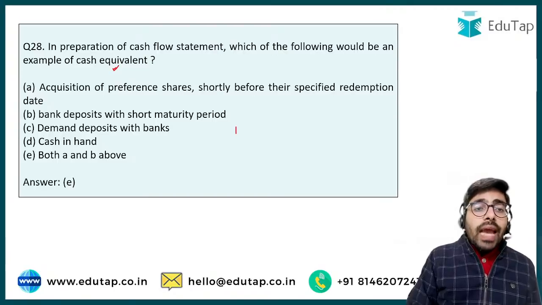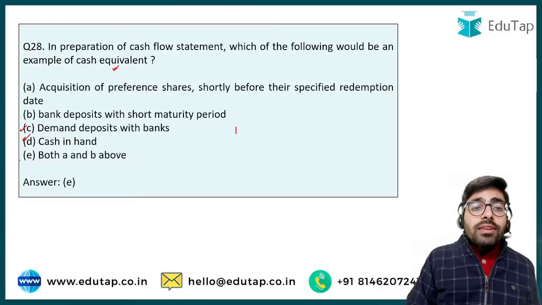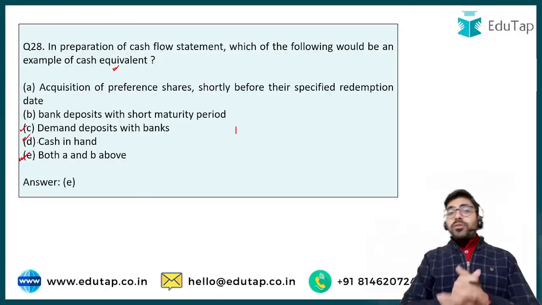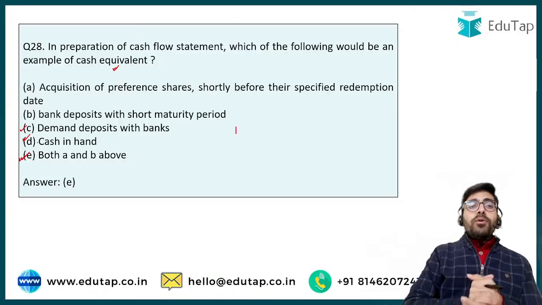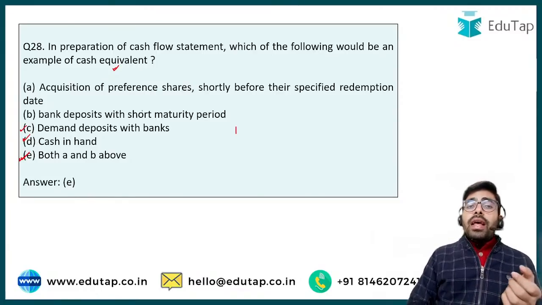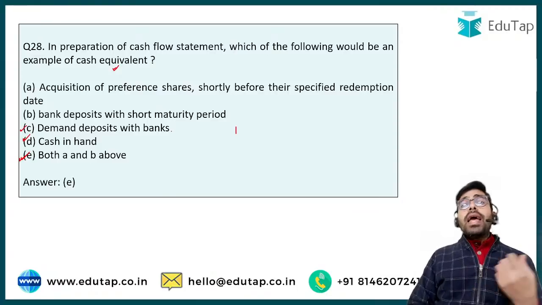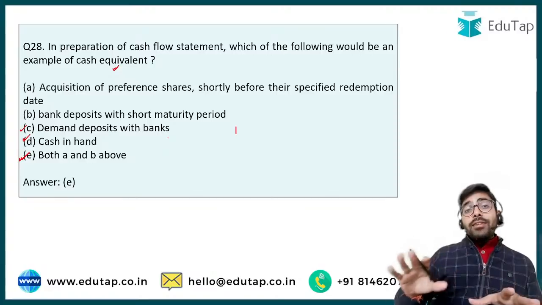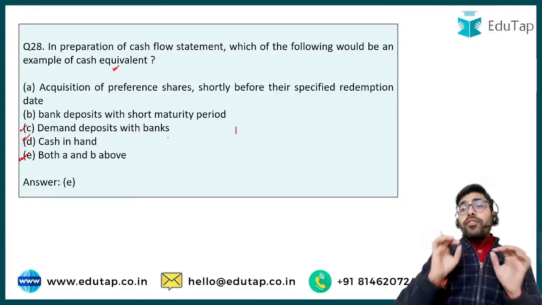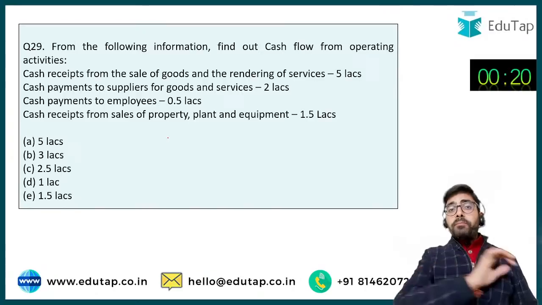So now this question was about which of the following is cash equivalent. Okay, so C and D, they are basically part of cash, they are not cash equivalent. So that's why the answer is going to be option number E, both A and B above. तो अगर आपने प्रेफरेंस शेयर्स को एक्वायर किया बिफोर देयर रिडम्पशन, और अगर आपके पास कोई बैंक डिपॉजिट्स हैं विद अ शॉर्ट मेच्योरिटी पीरियड, यू कैन कॉल देम कैश इक्विवेलेंट्स. दे आर नॉट कैश बट दे आर इक्विवेलेंट टू कैश. So we are concerned with the flow of cash and cash equivalent in the cash flow statement.